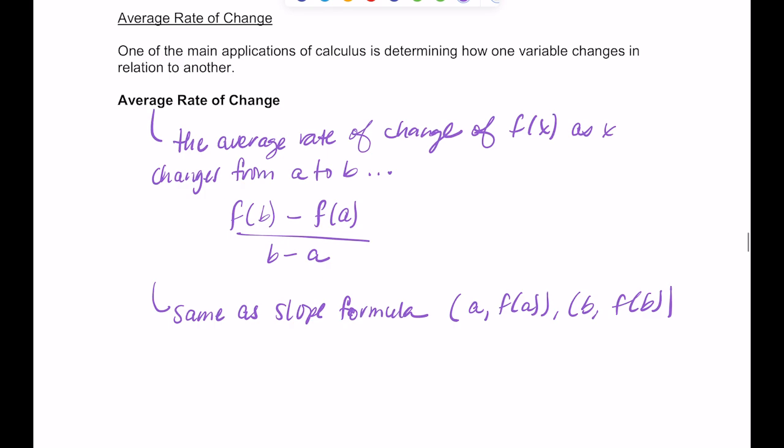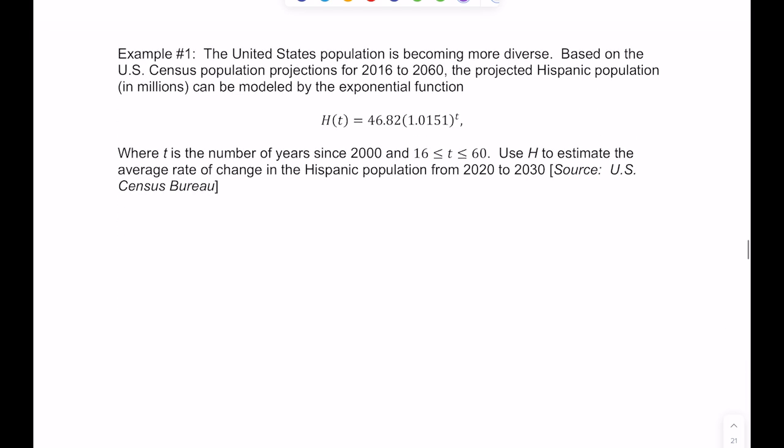Here's an example, which you can pause the video and read on your own. The United States population is becoming more diverse based on the US Census population projections for 2016 to 2060. The projected Hispanic population in millions can be modeled by the exponential function h of t equals 46.82 times 1.0151 to the t power, where t is the number of years since 2000 and t is between 16 and 60. Use h to estimate the average rate of change in the Hispanic population from 2020 to 2030.